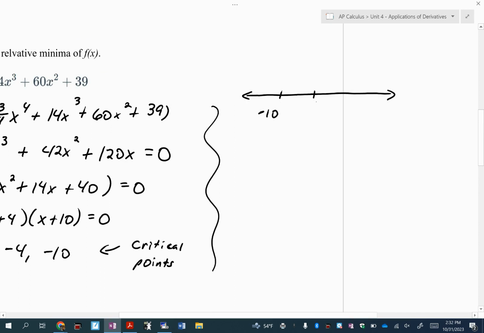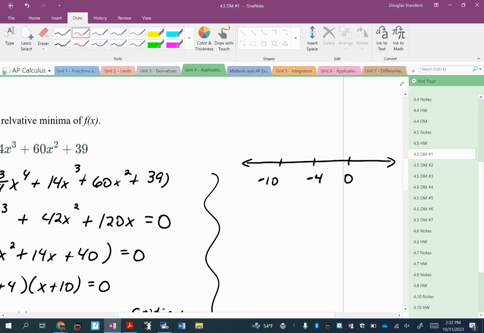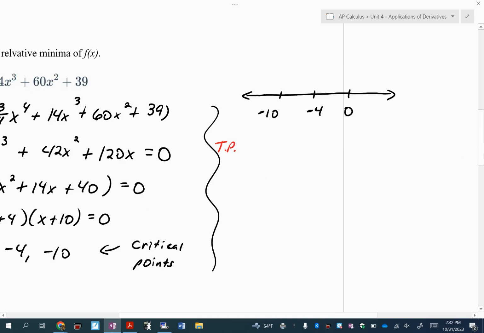-10, -4, and 0. Ready for the test points? Okay, so what am I going to use for the first one? What's just to the left of -10? -11. What's in between -10 and -4? I'm going to do -5, -6, -7, -8, -9 are also fine. Okay. What's in between 0 and -4? -1. You can do -2, -3 if you want. And then the first thing to the right of 0 is a +1.